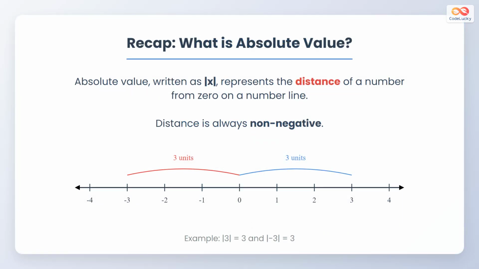Before we dive into inequalities, let's quickly recap what absolute value actually means. The absolute value of a number is simply its distance from zero on a number line. Because distance cannot be negative, absolute value is always positive or zero. For example, the absolute value of 3 is 3, and the absolute value of -3 is also 3, because both are 3 units away from zero.